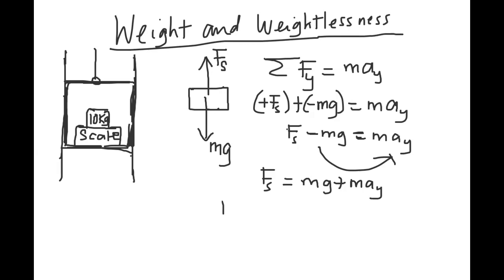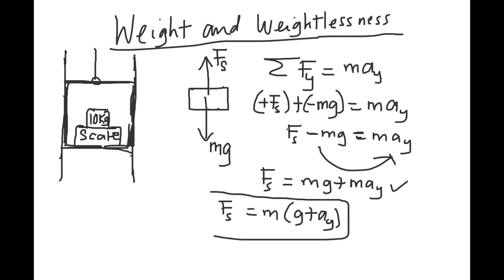So the support force is actually m. I take out m here, then I have g plus ay. I am just rewriting this equation so that it's a little bit nicer. So the support force, or the scale force, the force that I can read on the scale, is given by m open bracket g plus acceleration in the y direction. This force is what we are going to call the weight of the crate. So the weight of the crate is given by Fs.